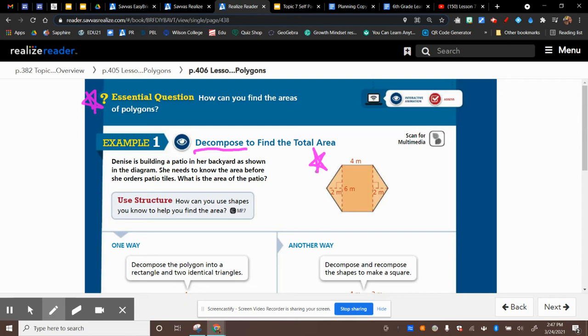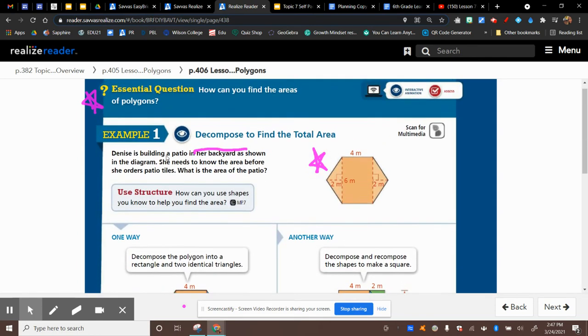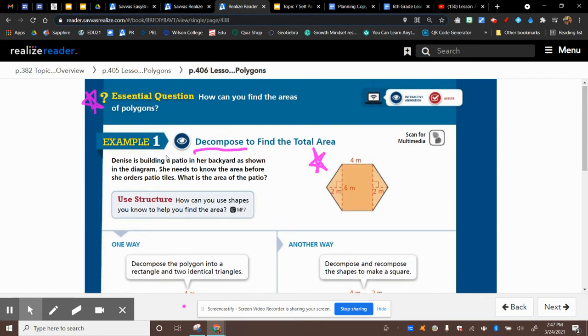If you don't have your book, pause this video, grab your book, and turn to page 408. I lied. Turn to page 406. Sorry about that. You're turning to page 406. We'll eventually get to 408. Okay. Denise is building a patio in her backyard as shown in the diagram. She needs to know the area before she orders patio tiles. What is the area of the patio?